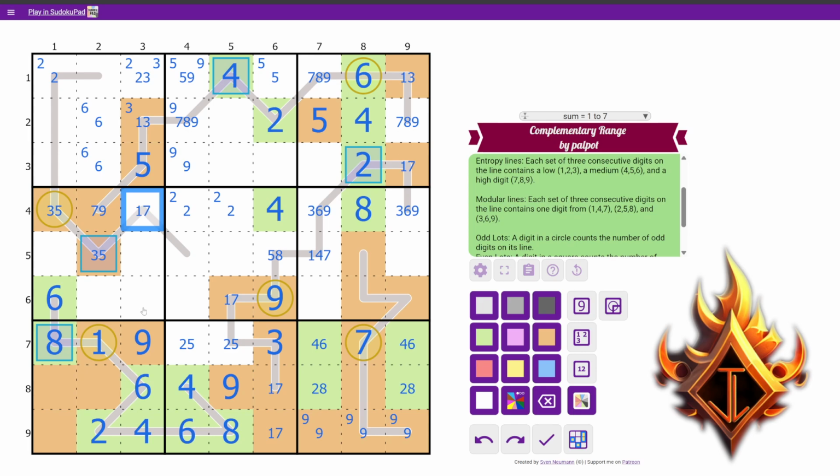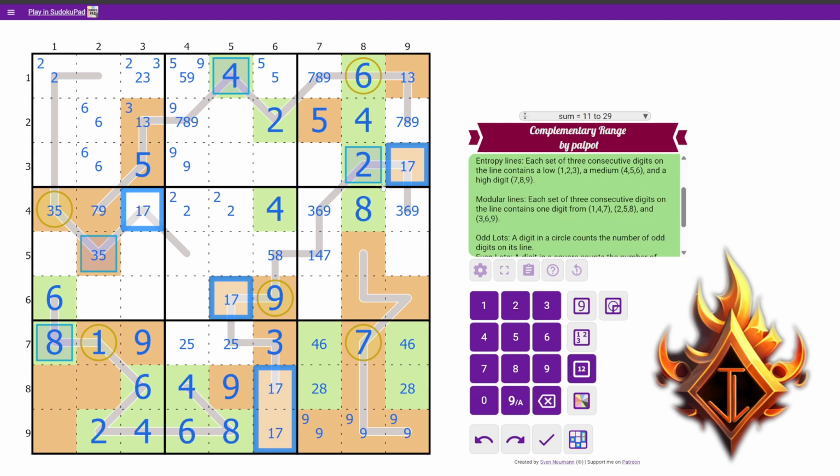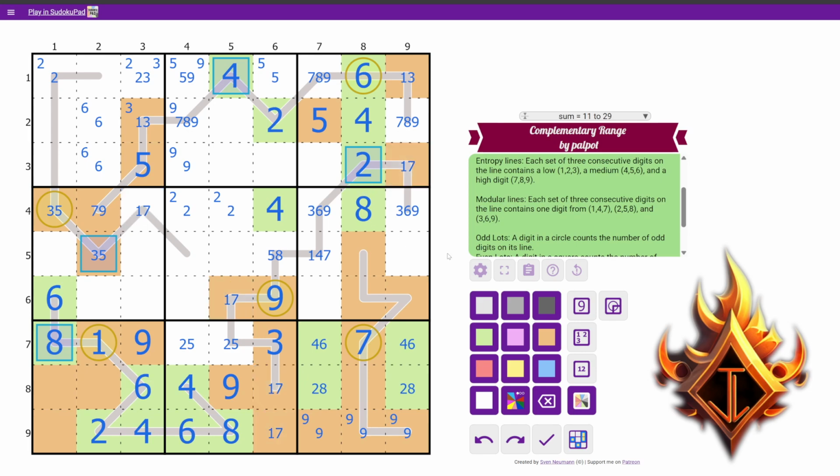Am I going to make a... I see another 1, 7, another one, another one, another one. There will be a 1 or a 7 up here. It could be right there.